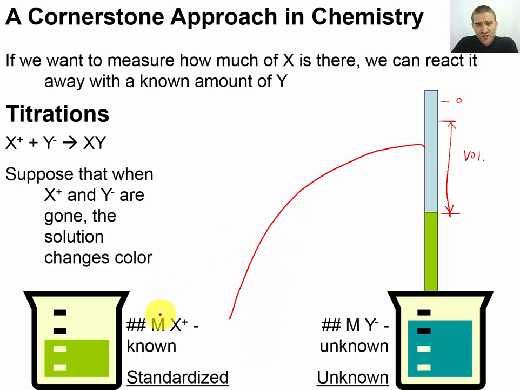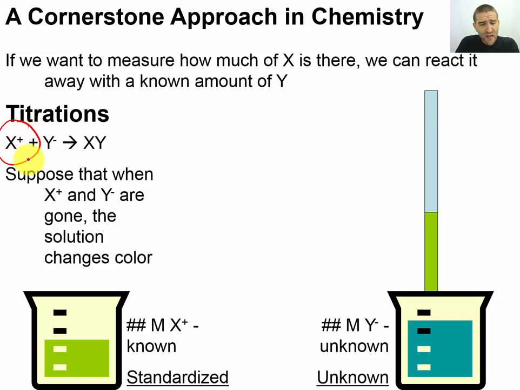We know the concentration and the volume, and that means we now know the number of moles of X plus. Because we know the stoichiometric ratios between X plus and Y, we now know the number of moles of Y. And since we know the volume that we had there originally, we know the original concentration. That's the basic idea behind a titration.